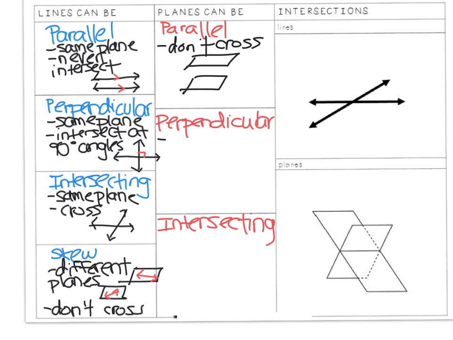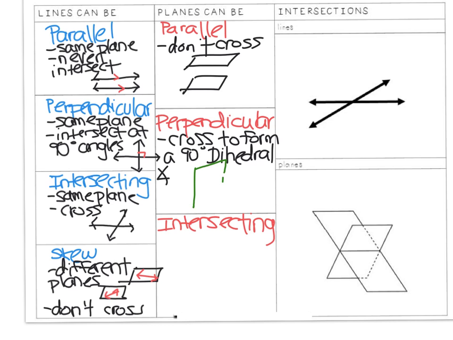Perpendicular is where it gets a little bit harder to draw. They cross to form a 90-degree angle. It's called a dihedral angle. We're going to define that at the bottom of this worksheet in a second. A 90-degree dihedral angle. Now to draw this, I'm going to do my best to draw one plane. I'm going to dash this line and you'll see why in a second.